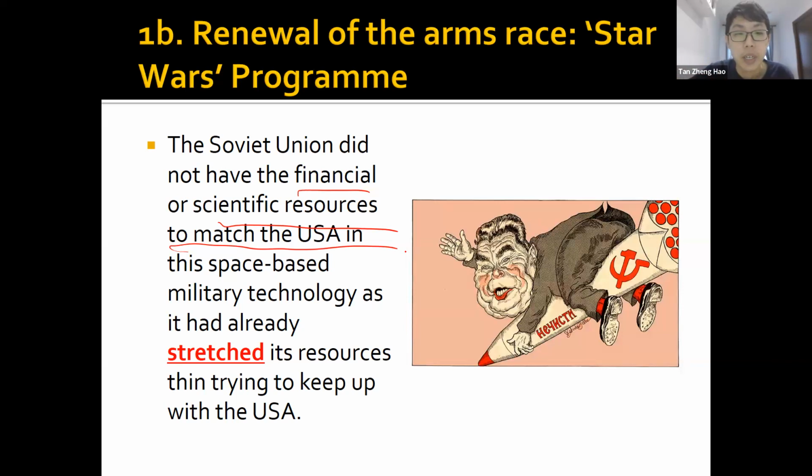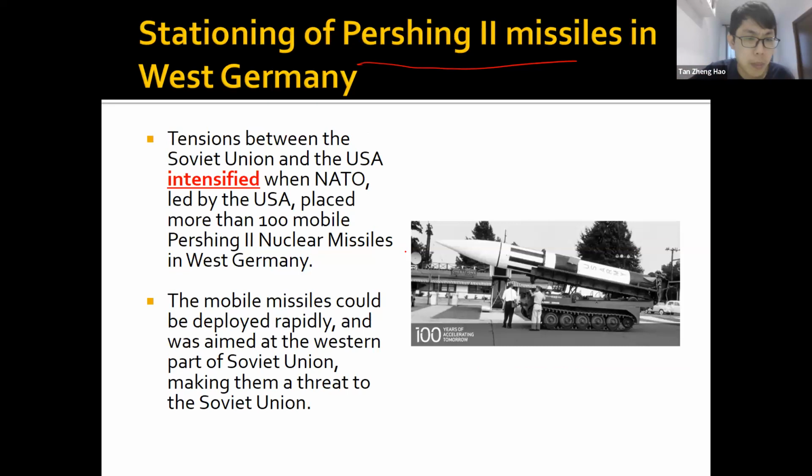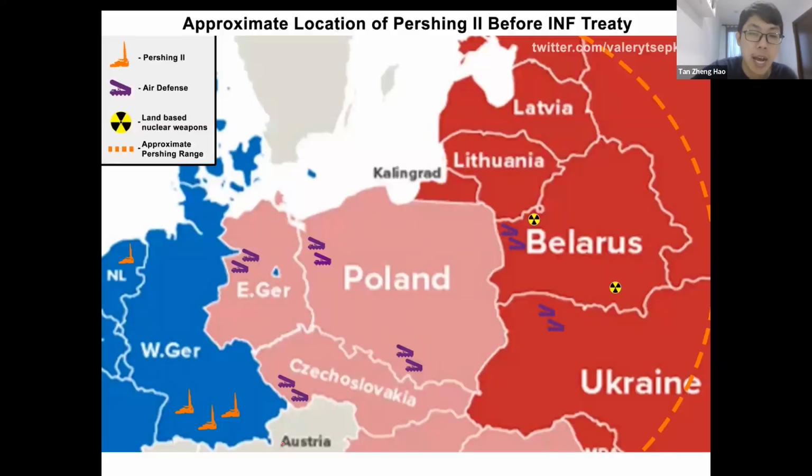Okay, and there were a lot of tensions because of the arms race. Not just in crazy weapons like space, but also in normal weapons like nuclear missiles. There was a lot of tension. You can see from this map, the blue represents the allies and the red represents the communist bloc. There are a lot of missiles aimed at each other.